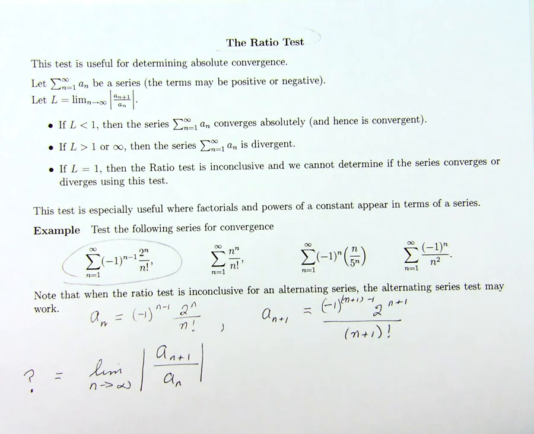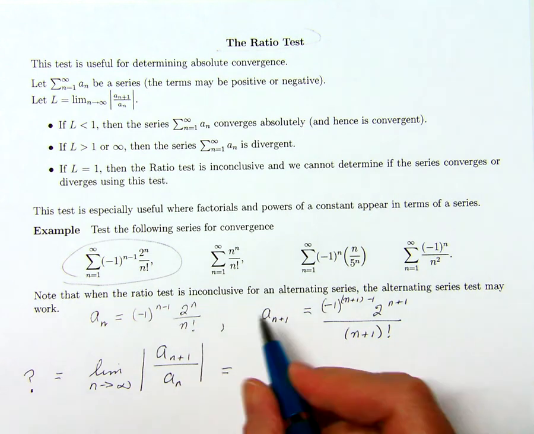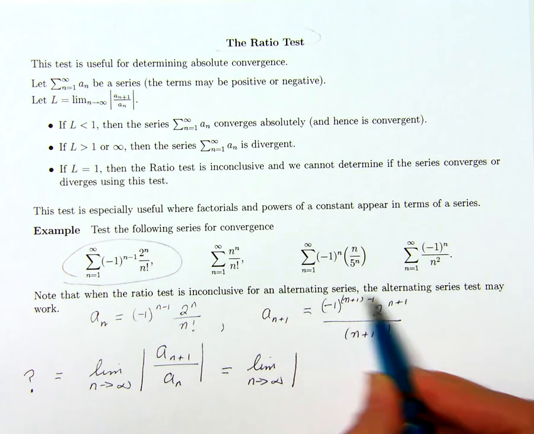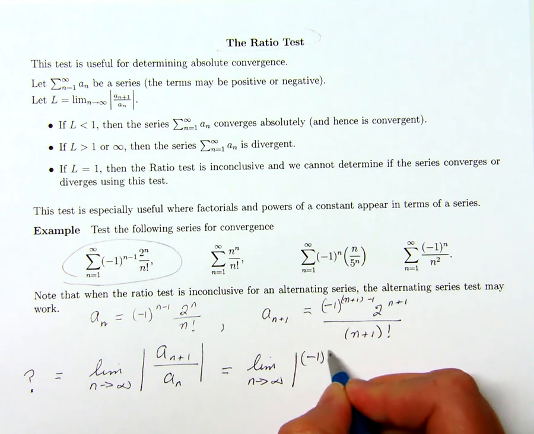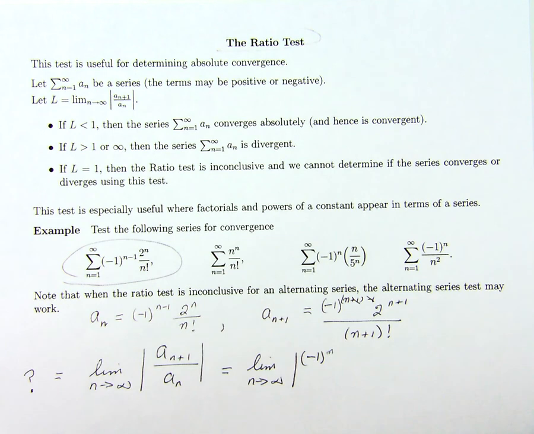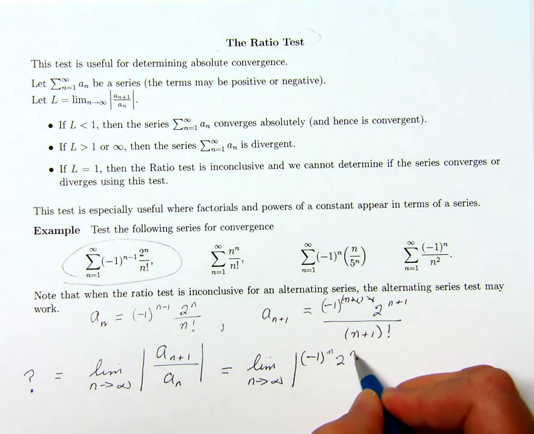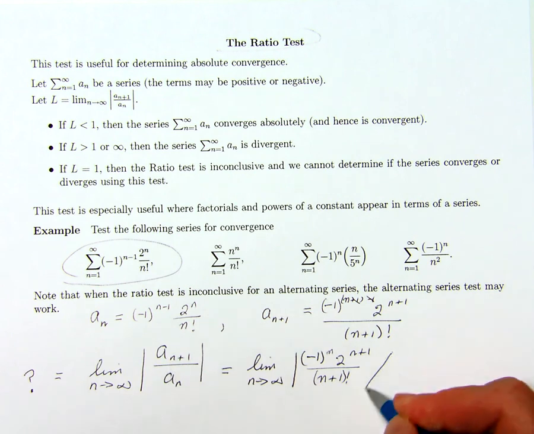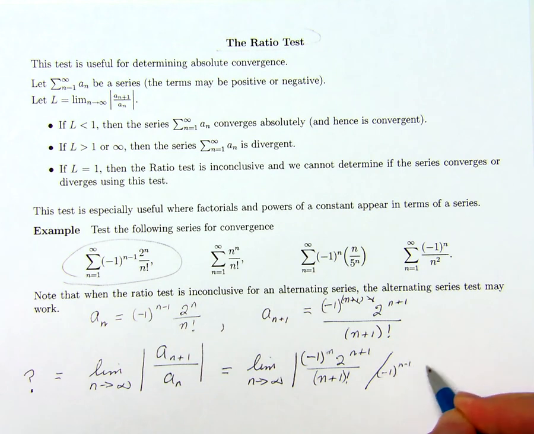And once I've written down that formula, the rest are details. So I fill in the details. I need to calculate the limit as n goes to infinity of the absolute value of this minus 1 to the n plus 1 minus 1, those plus and minus 1's cancel, so it's minus 1 to the n times 2 to the n plus 1 over n plus 1 factorial. That's the a sub n plus 1 part, and now I divide that by a sub n, which is minus 1 to the n minus 1 times 2 to the n over n factorial.